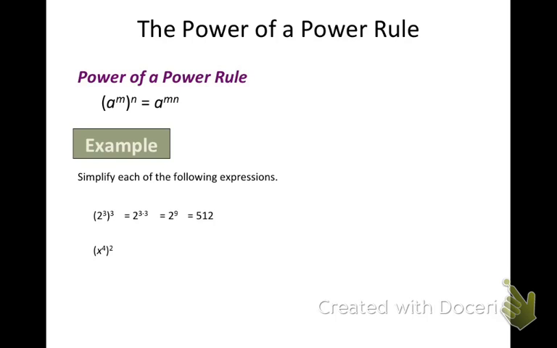Okay, x to the 4th squared. Again, that means x to the 4th times x to the 4th. So we'll get the same answer if we just take 4 times 2. X to the 8th power.